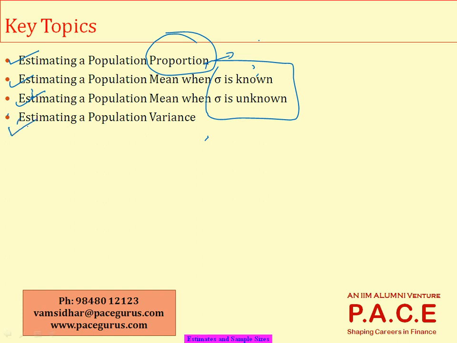And the fourth mechanism which we will deal with in this chapter is how do I estimate the variance of the population. So there are three key aspects in a population we are estimating here. One, the means of the population. Two, the proportions in a population. And three, the variances or the standard deviations.